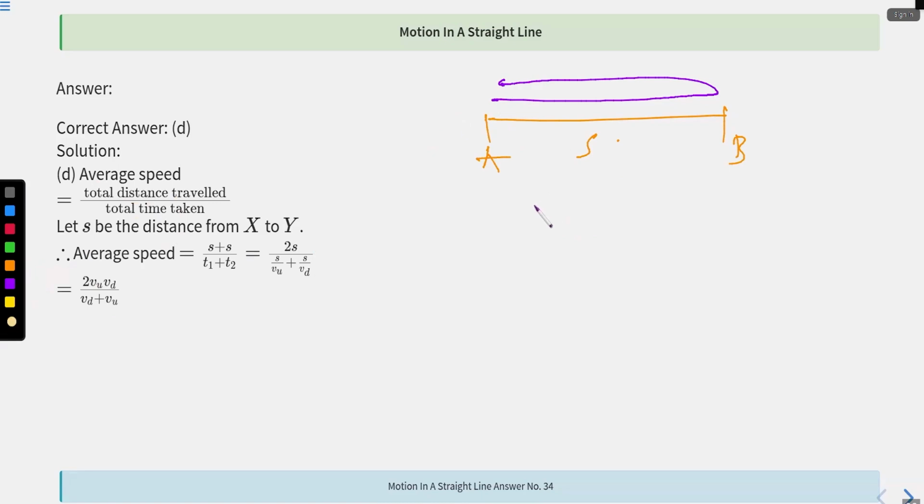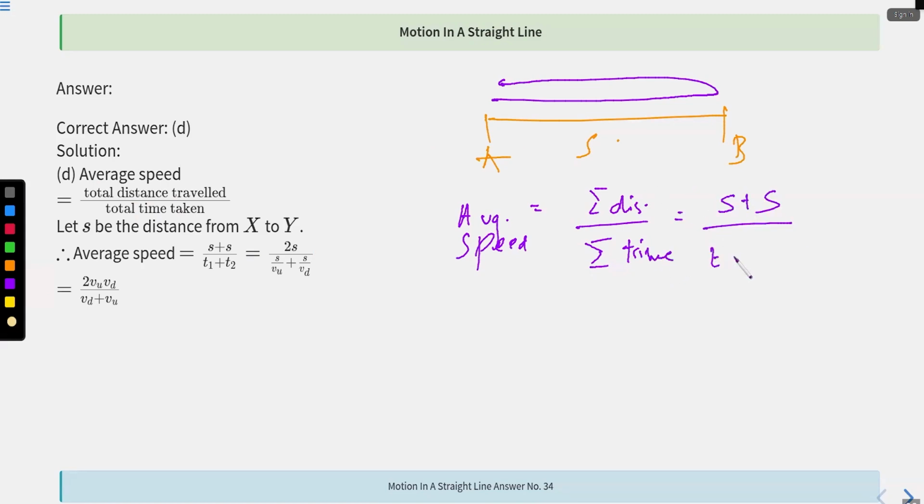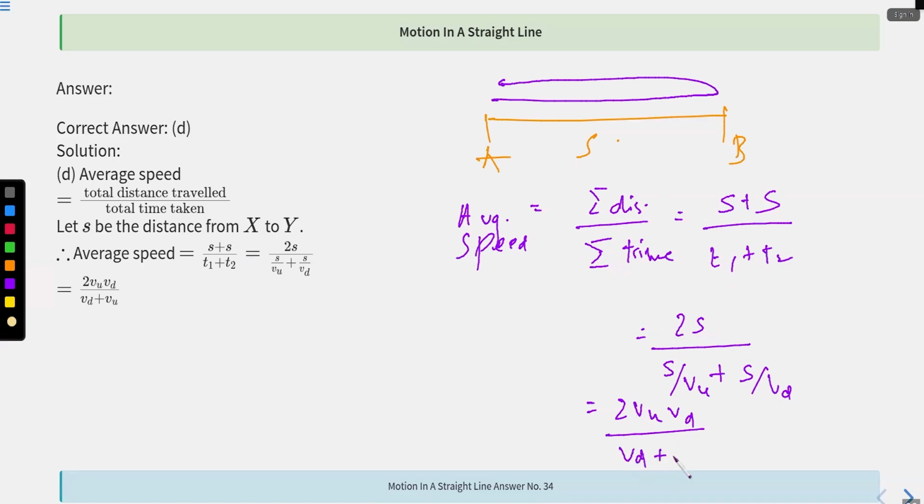So what is the average speed? It is total distance divided by total time taken. Correct? Total distance is first S, then S. It's a round trip, so it's 2S. And the time taken is T1 and T2; we don't know how much it is, right? So 2S divided by S upon VU plus S upon VD. So 2 VU into VD divided by VD plus VU. That is the average speed.